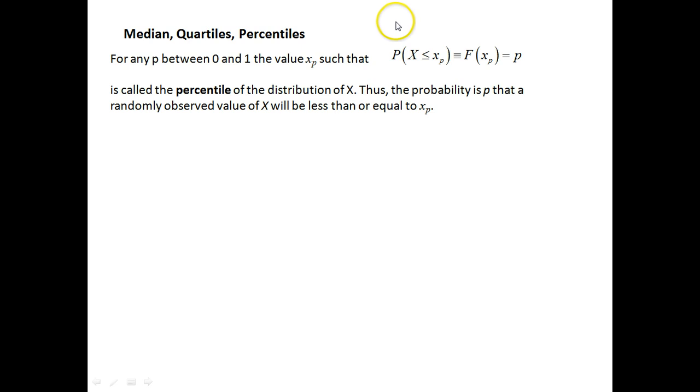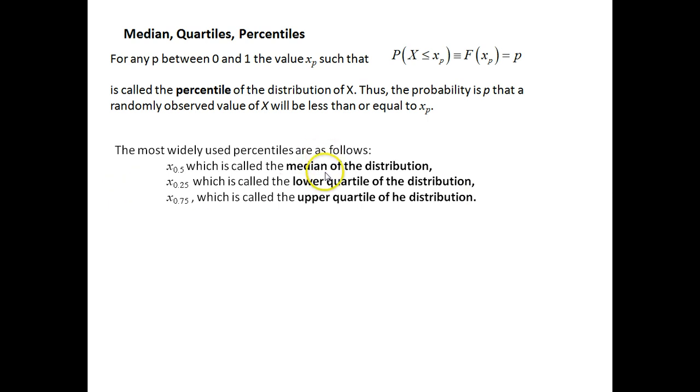How to work out the median, the quartiles, and the percentiles. So for any value of p between 0 and 1, the value x of p, that value up to that point is the probability p, and that's called a percentile of the distribution. So the probability is p for a randomly observed value of x will be less than or equal to the value of that x corresponding to the p that we want. So suppose we want the median, so we want 50% of the probability, so I want x of 0.5.